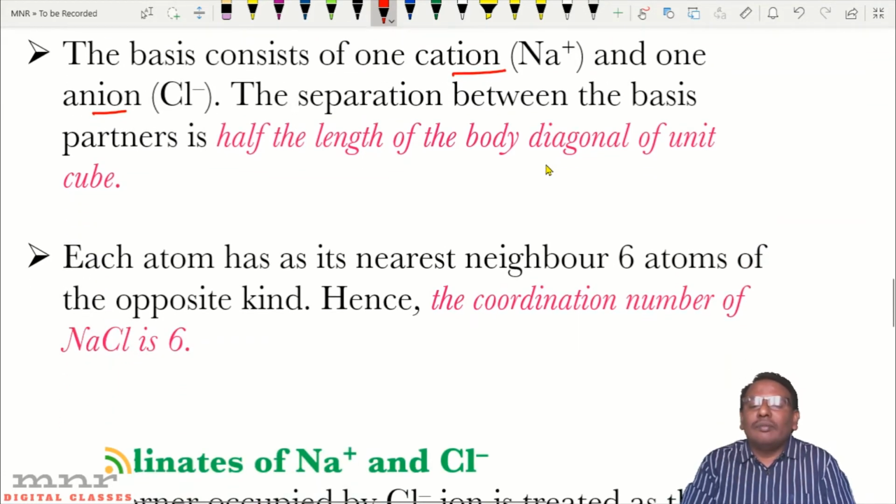Each atom has as its nearest neighbors 6 atoms of the opposite kind. Hence, the coordination number of NaCl is 6. That is, if you consider one sodium atom, it is surrounded by 6 chloride ions. Similarly, if you consider one chloride atom, it is surrounded by 6 sodium ions. So, the coordination number of NaCl is equal to 6.